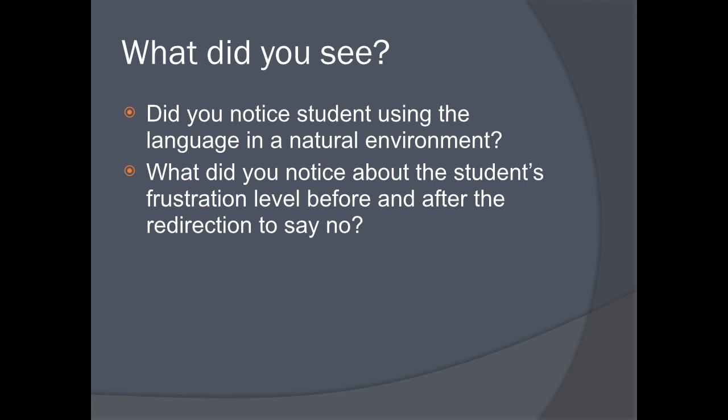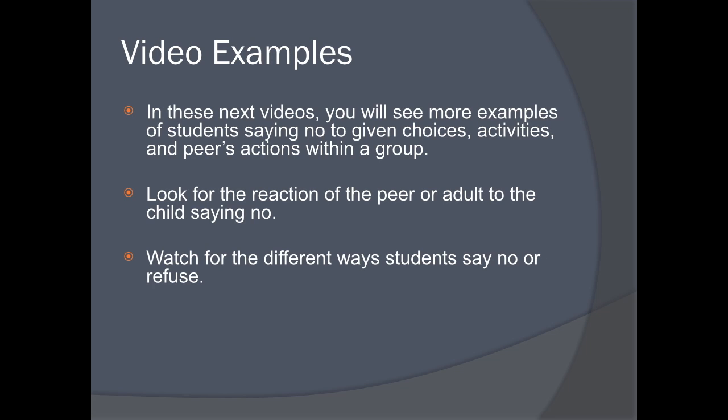What did you notice about the student's frustration level before he said no? What do you think would have happened if the teacher had not redirected him to use a communication attempt? He may have acted out of frustration, which was nicely avoided by the teacher's support. Let's watch a few more videos. As you watch, pay attention to the types of settings that the student is practicing saying no. Also, look for different forms of communication that the students use to refuse and say no.